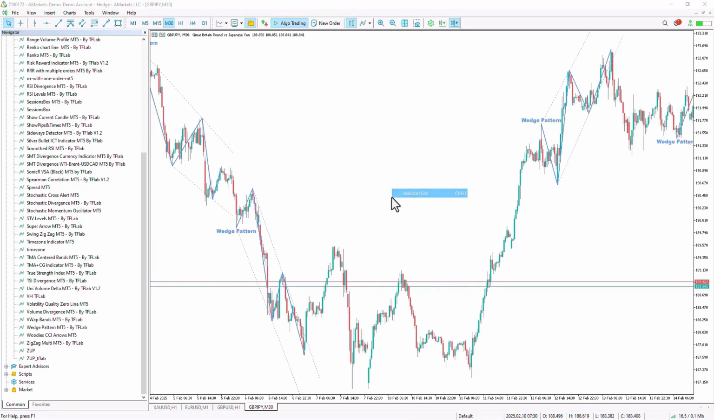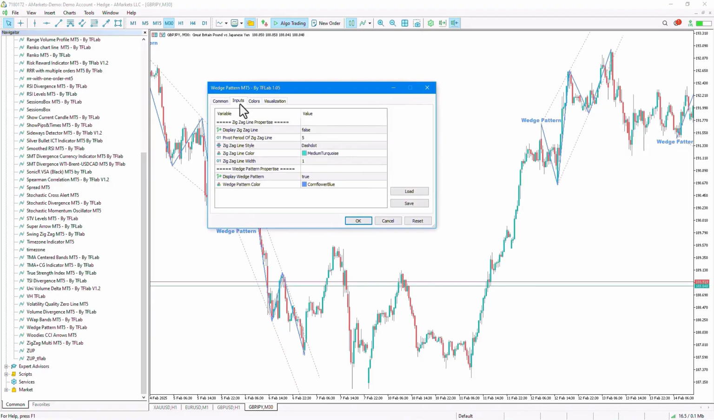In the settings section, under inputs, there are options available for us, where in the first part we can enable or disable the display of zigzag lines. In the next section, we can set the period for identifying zigzag pivots, which is set to 5 by default here. The more we increase this value, the longer-term pivots are identified and more reliable patterns are recognized, but fewer are displayed. The more we decrease this value, the shorter-term pivots are identified and less reliable patterns are displayed.